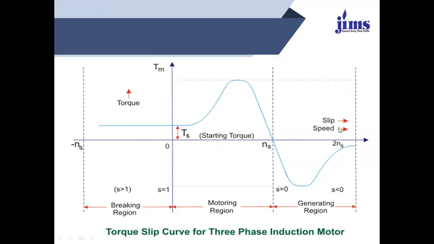The direction of the speed and slip are inversely proportional to each other, because the slip will be moving from right to left and the speed will be moving from left to right.